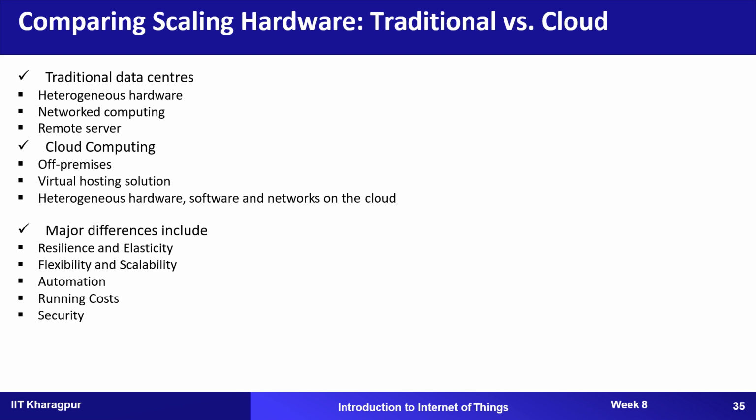Now comparing the scaling hardware for your traditional versus your cloud computing. In case of your traditional data center, heterogeneous hardware is available, network computing is there and remote servers are there. However, these are available on-premises. In case of your cloud computing, all the infrastructure is present off-premises. A virtual hosting solution is there, and heterogeneous hardware, software and networks are available on the cloud. These are not available at the user's end.